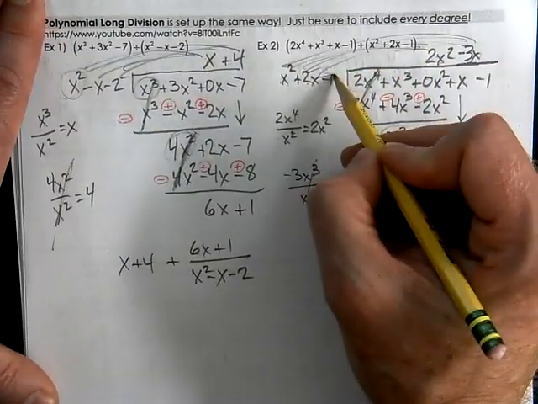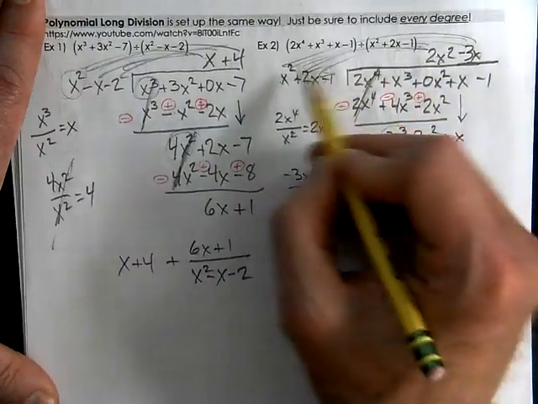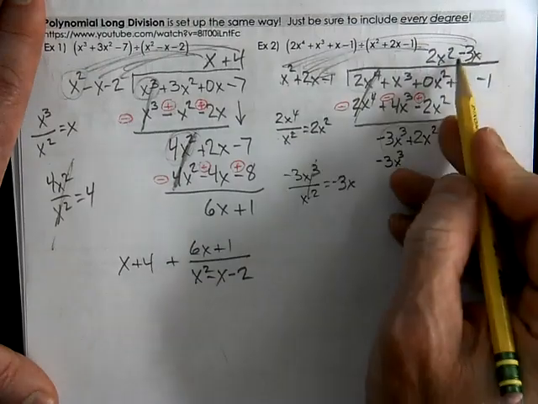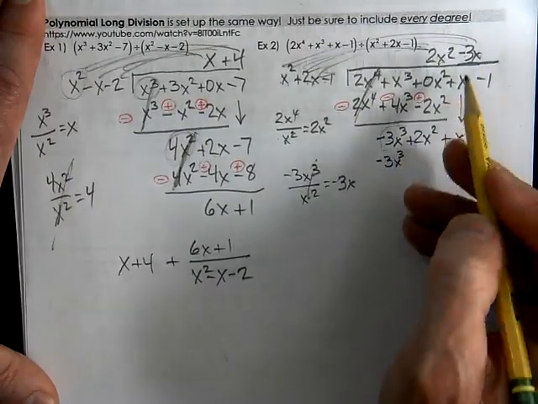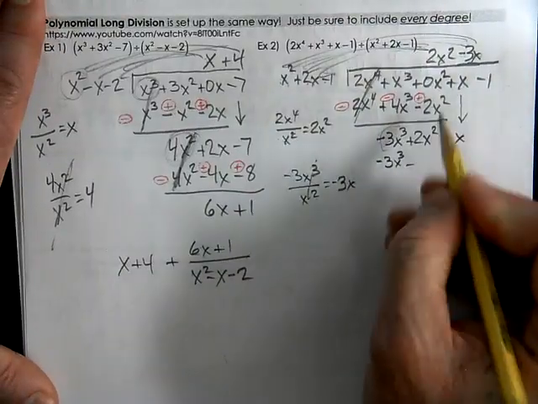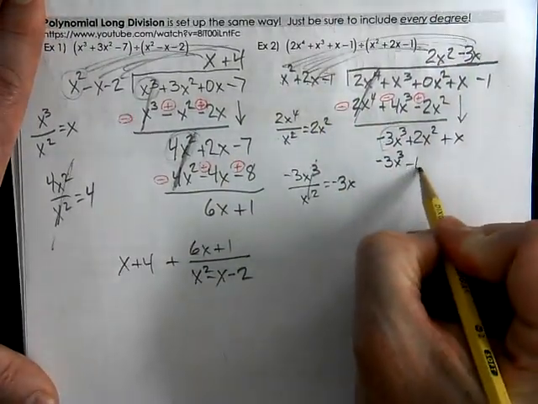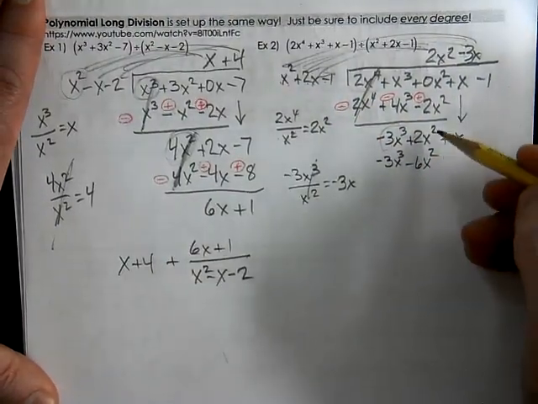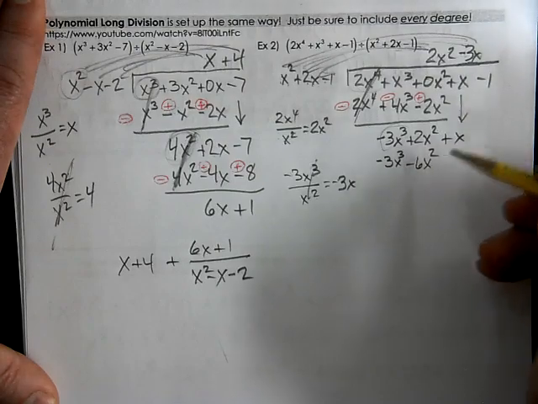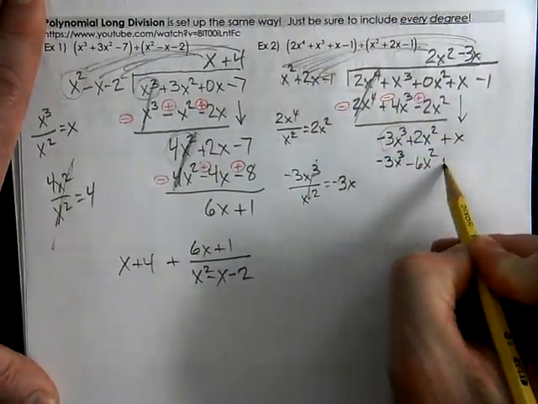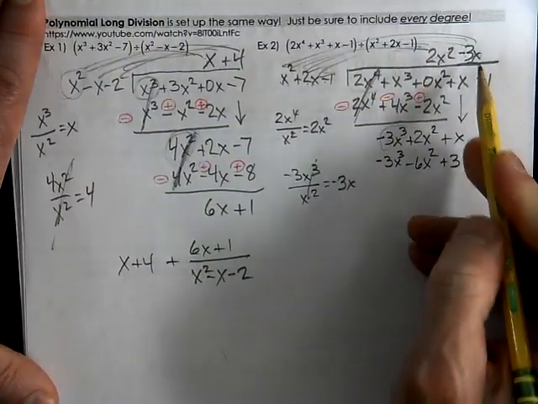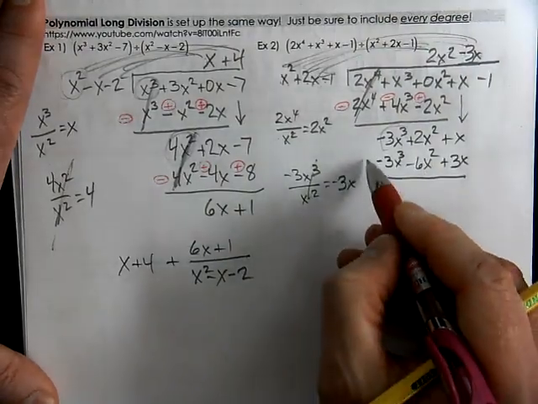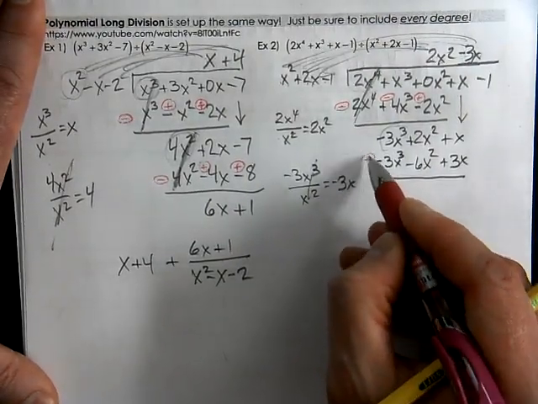Multiply, multiply, multiply. Negative 3 times negative 1 is negative 3x cubed. Those will always match. Negative and a positive is a negative. 3 times 2 is 6. X and x is x squared. Exponents will always match. Negative and a negative is a positive. 3 and 1. X and no x's. Come through and change the signs.